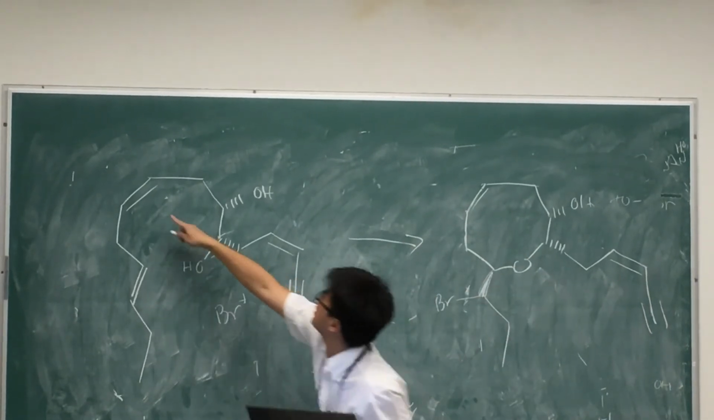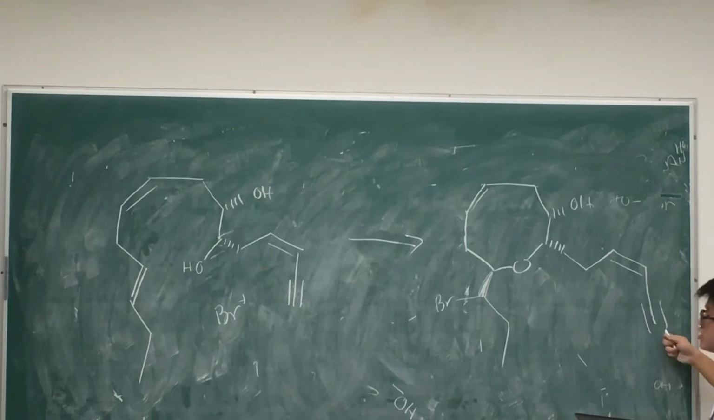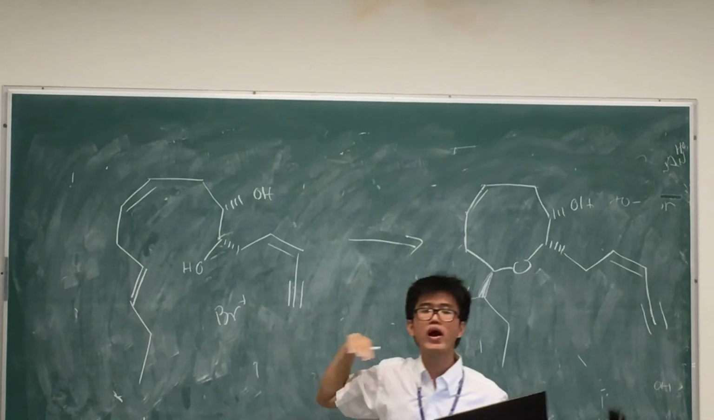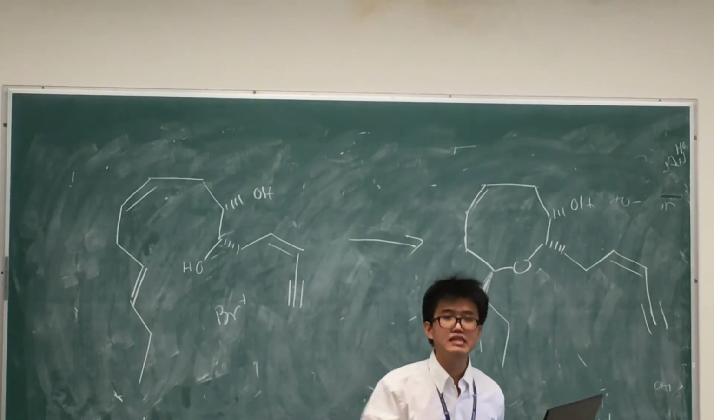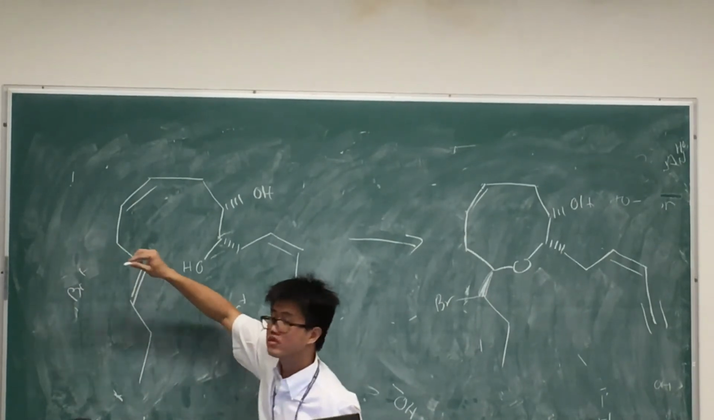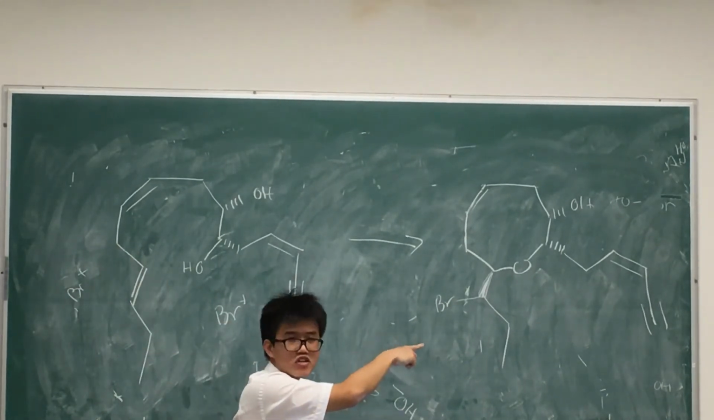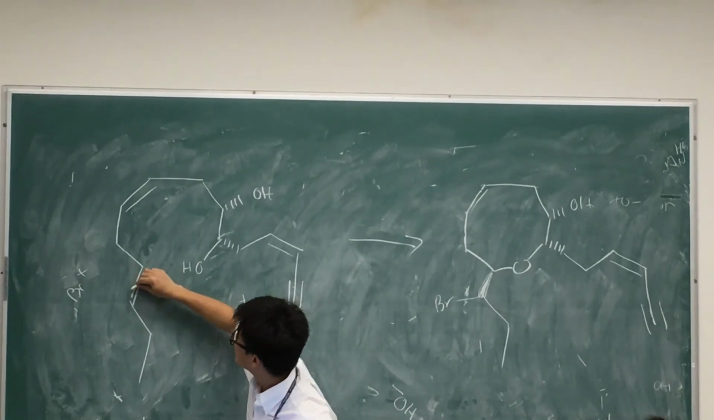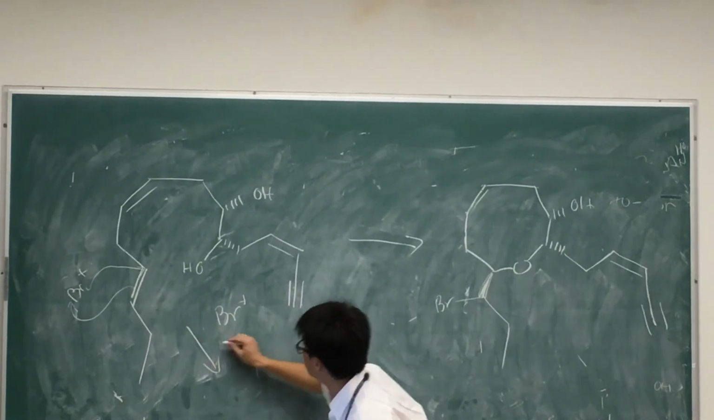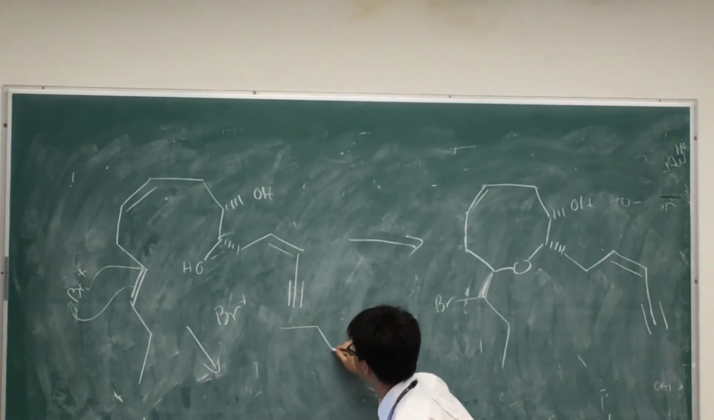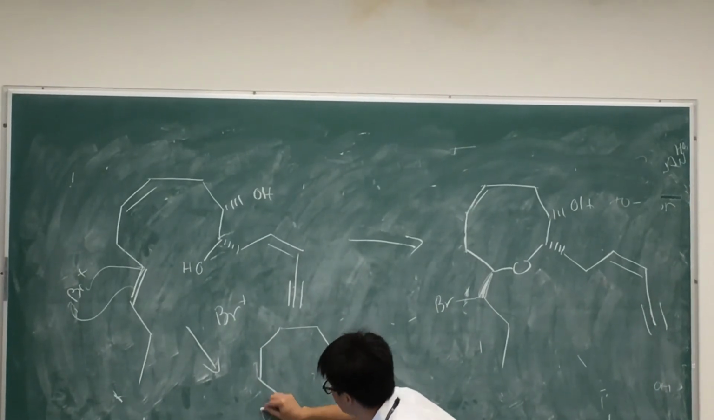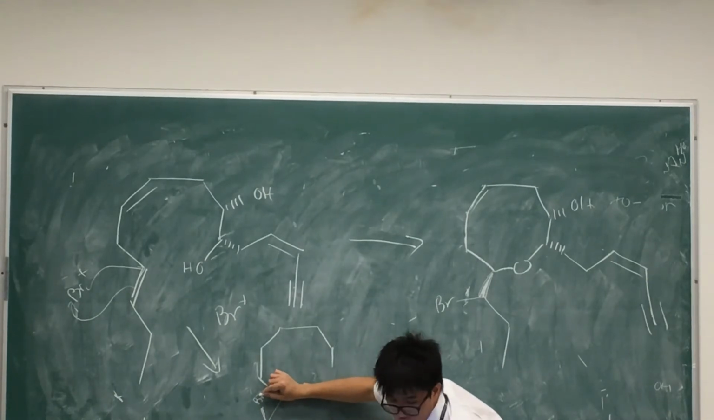How do I know? Look at your product. This double bond is still here. This double bond is still here. This triple bond is still here. So the one that reacts must be this one. That's why the propose-a-mechanism question is the easiest question, because they give you the answer already. You just come up with something to make sense of it. I give you, you give me, and then I will have something like this. So this one will form a bromonium ion.